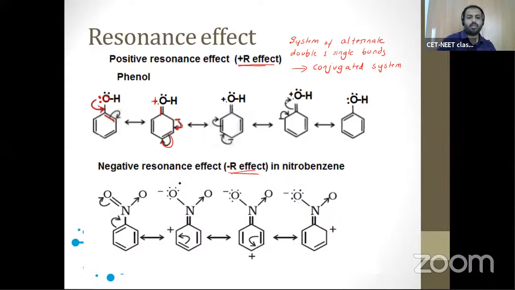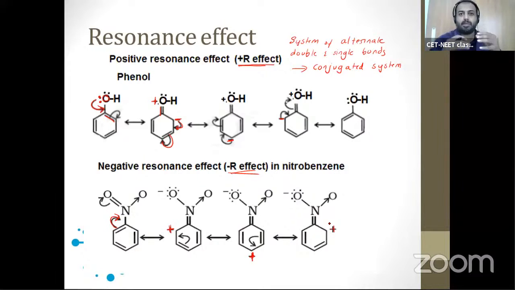Check it out. Nitro group. Nitrogen will pull electron density from the ring, thereby creating electron deficiency on the ring, positive charge. Compare with minus R, here it is negative charge everywhere. Here it will be positive charge.